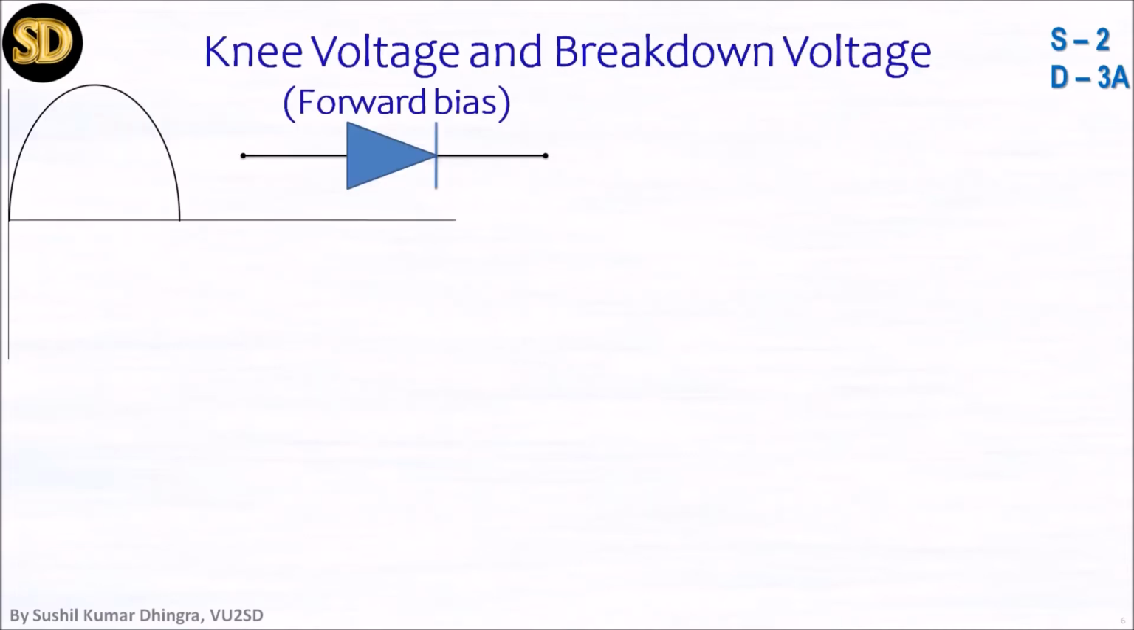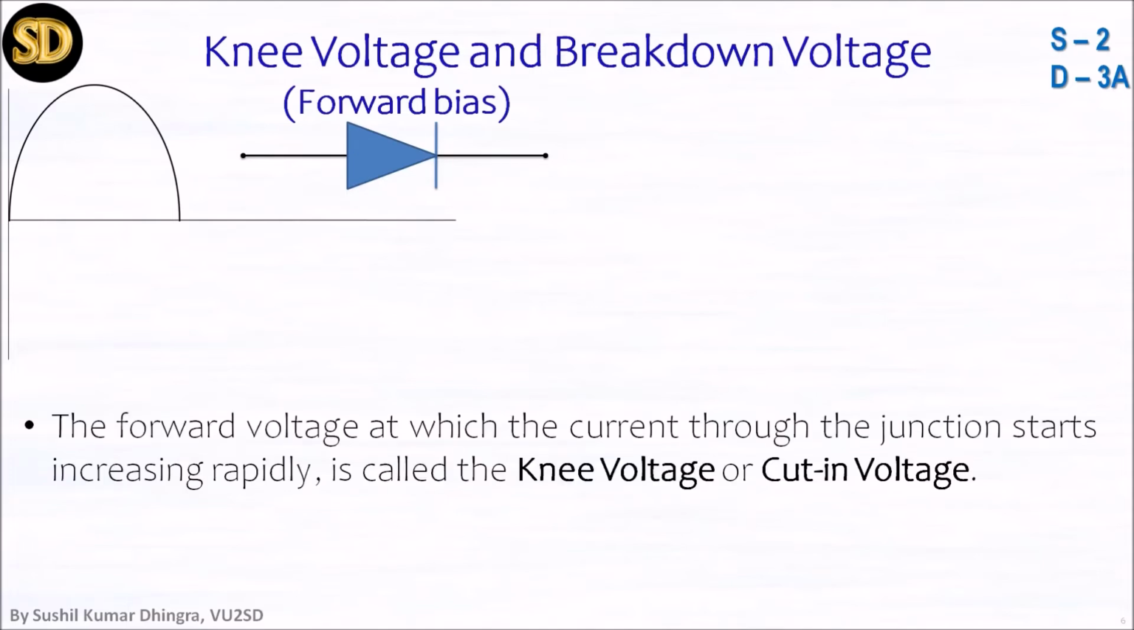The knee voltage and breakdown voltage are terms you have to understand. The forward voltage at which the current through the junction starts increasing rapidly is called the knee voltage or cut-in voltage. This kind of objective question may come in the exam.